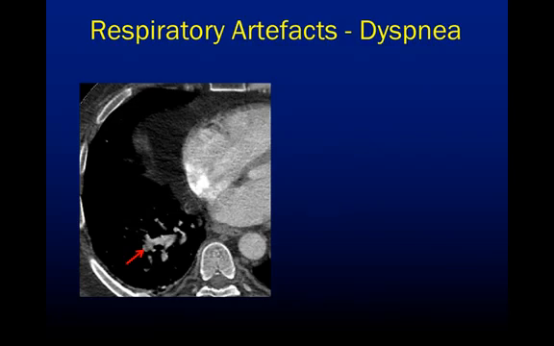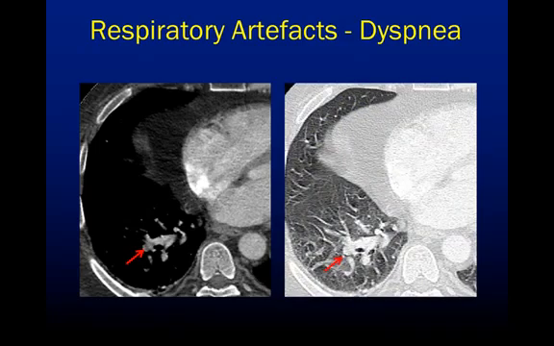Here we see an apparent filling defect in a segmental artery in the right lower lobe. Again, we have to use our lung window, and here we can see that the outline of the vessels is quite blurry, and sometimes you can see a double outline. In these patients, you really cannot confidently call an embolus in that location.